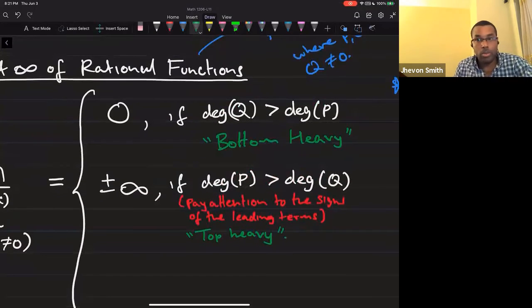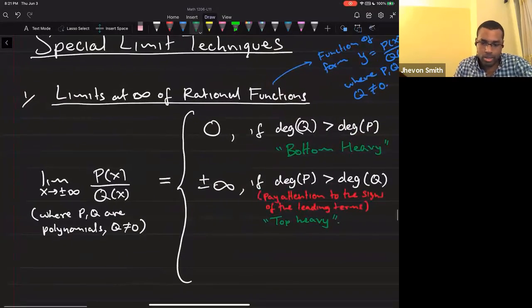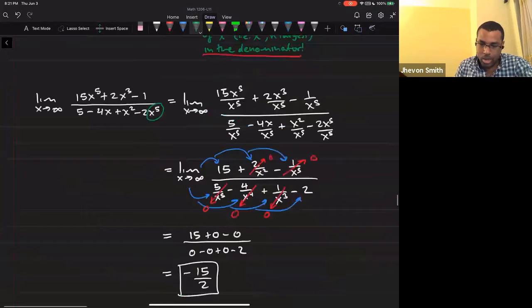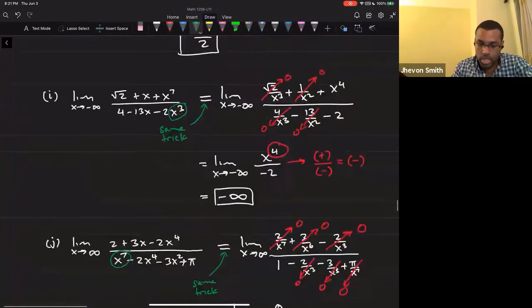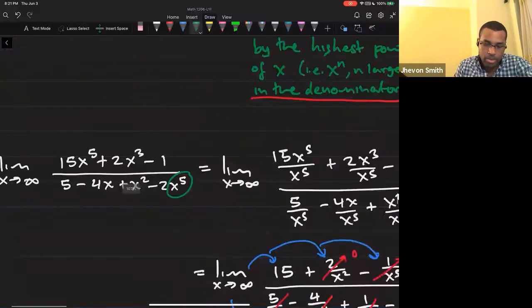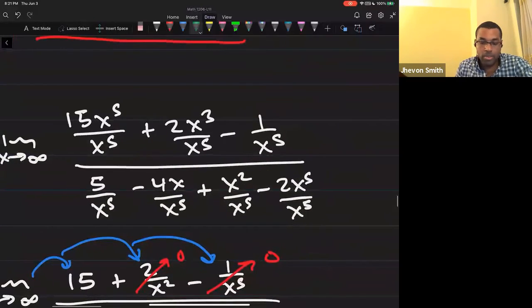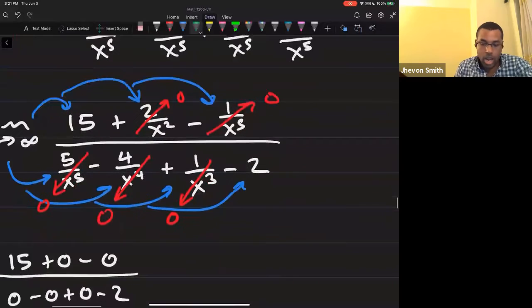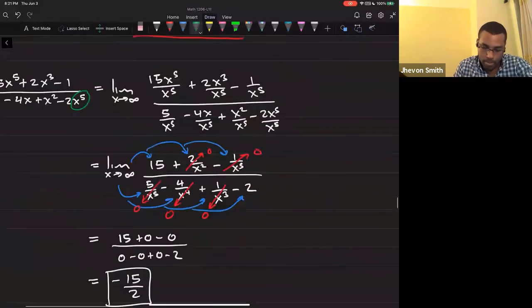So that's the second scenario. Now, of course, it's possible to not have 0 or infinity as the answer. That was in one of these examples right here. We got minus 15/2. Where did that come from? Well, that's the third scenario. And you'll notice here that if I examine the highest powers in the top and the bottom, it was actually the same thing. So when I divided by x to the 5th, I got a constant in the top and a constant in the bottom, and everyone else is going off to 0. Turns out something like that will always happen when the highest power is the same in the top and bottom.